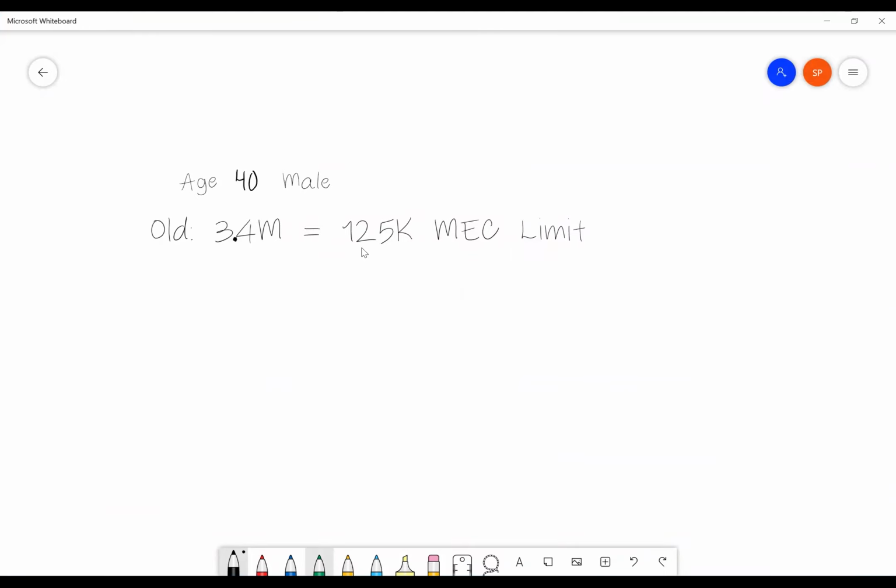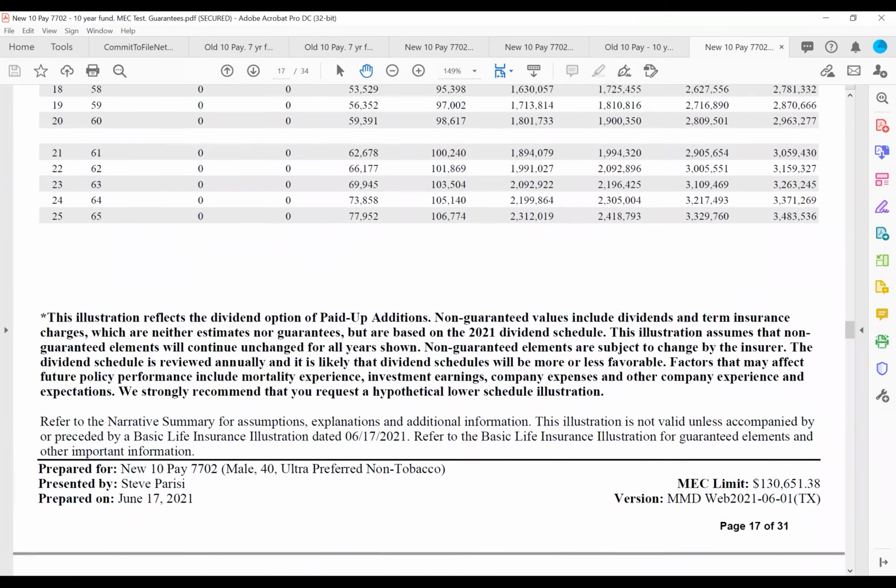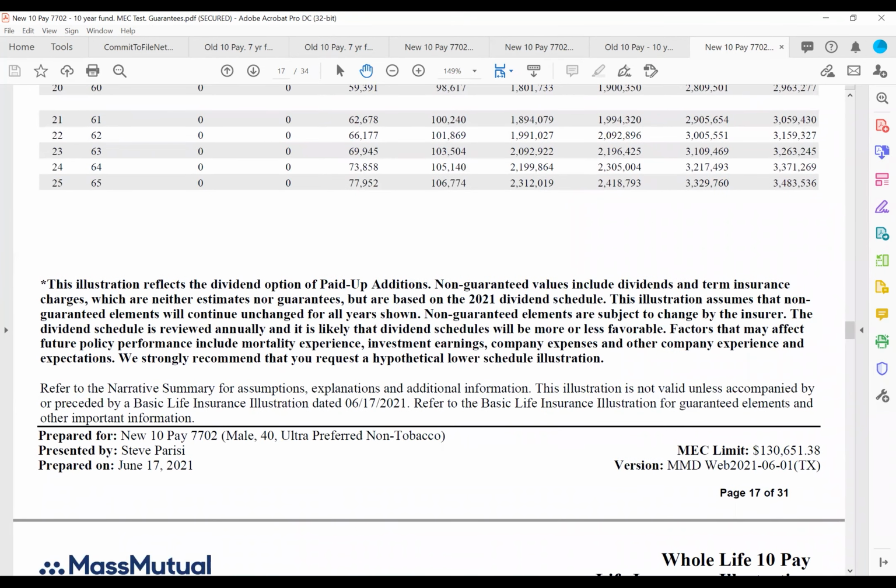So when we look at the new, $1.9 million gives us what? Look at that. Very comparable. $130,000.